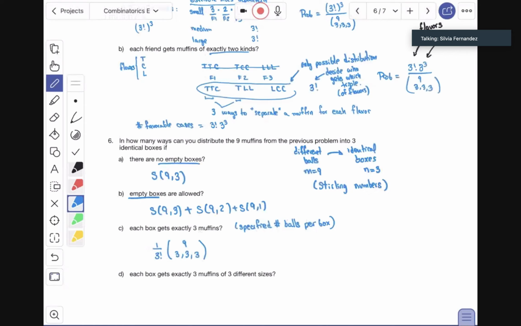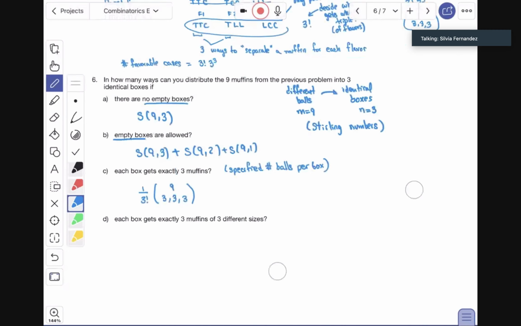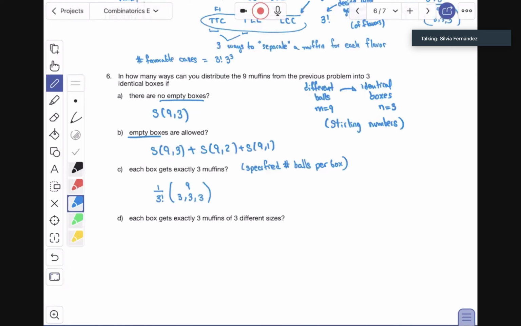And part D was the trickiest one here. So each box gets exactly 3 muffins of 3 different sizes. So what you can do is, you have box 1, box 2, and box 3. If they were different, imagine that you have a spot for a small, a spot for a medium, and a spot for a large muffin for each of these boxes.